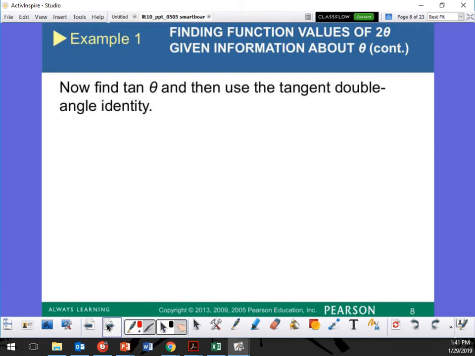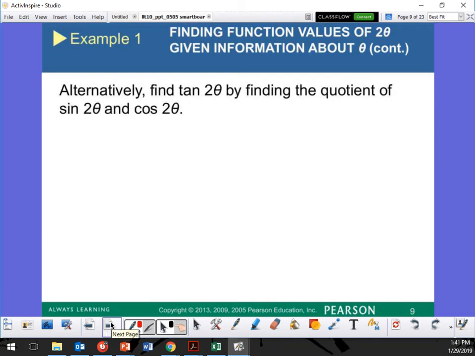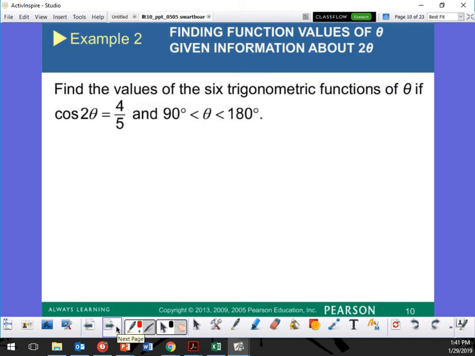Actually, this goes with the previous one. It's the same one. All right, here it is. Now, find the 6 trigonometric functions of theta if cosine 2 theta is 4 over 5.